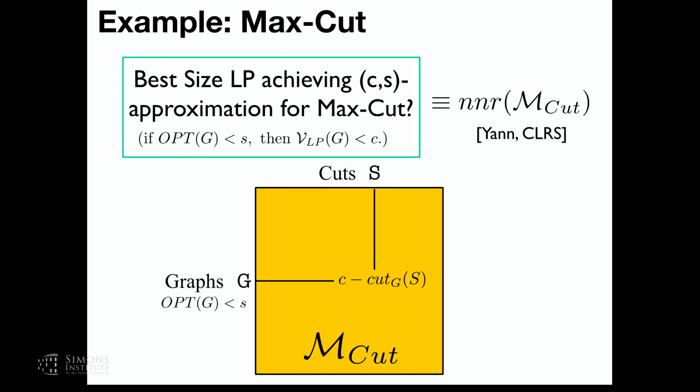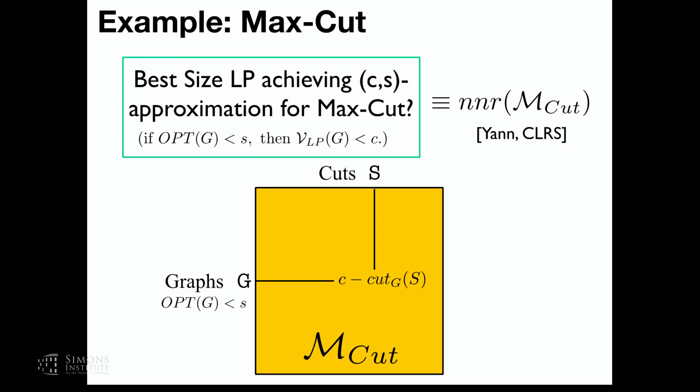Following the work of Yannakakis, CLRS showed that the least size LP to solve this problem for max cut is equivalent to the non-negative rank of this matrix. Okay? So we started out looking for all possible LPs which can do some things, and we ended up with a very concrete question, which is to understand the non-negative rank of this matrix. Okay? So how do we approach the non-negative rank of this matrix?